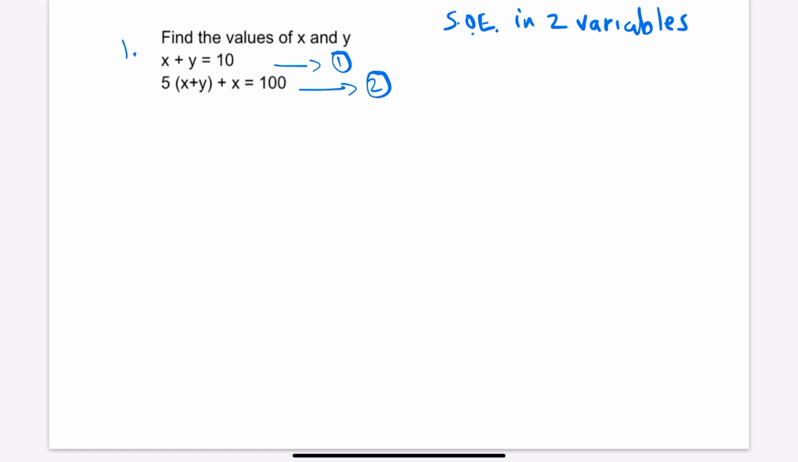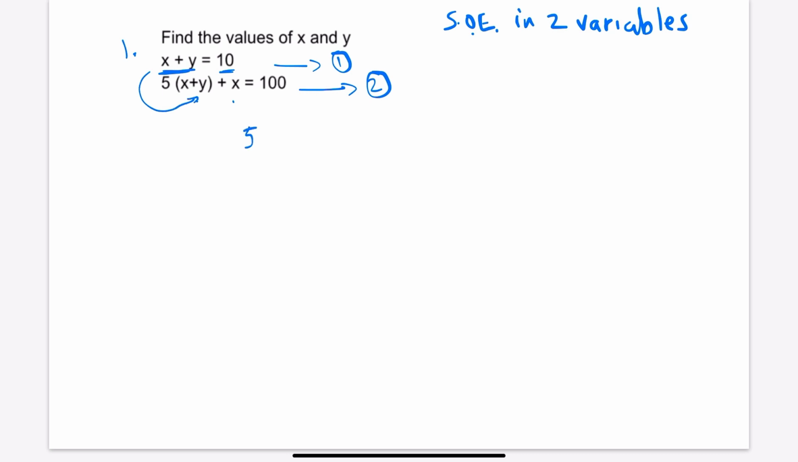x plus y is equal to 10, that's the first equation. 5 times (x plus y) plus x is 100. Oh, clearly this is a case of substitution. Why? x plus y has a value of 10. I can merely plug in x plus y as 10 into the second equation, you see.